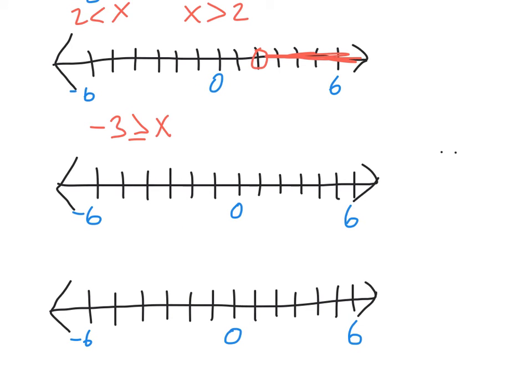Alright, here's another problem to graph. We have -3 is less than or equal to x. So again, that's switched in the other direction, so that's the same thing as saying x is less than or equal to -3. So we find -3, make a dot, and shade to the left.